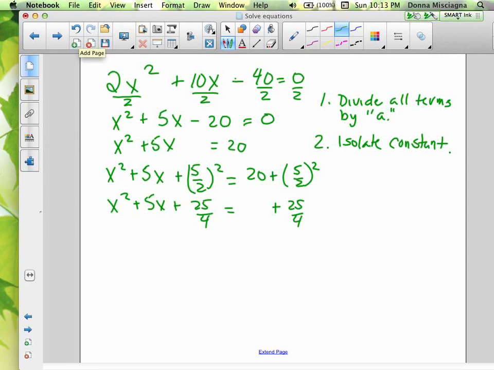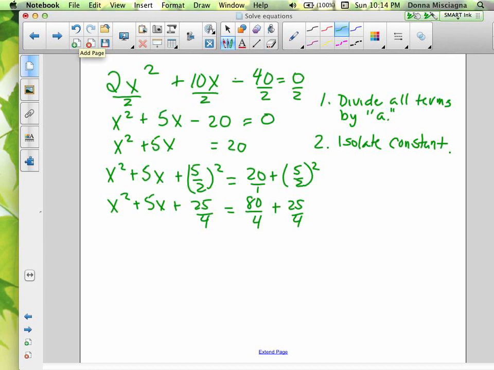So I need to change the 20 so it has a denominator of 4, right? You can only add fractions that have the same denominator. So 20 is technically 20 over 1. If I multiply the denominator by 4, I've got to multiply the numerator by 4. So that's going to be 80/4. And if we were to divide 80 by 4, we get 20 again. Well, this will simplify a little bit anyway.